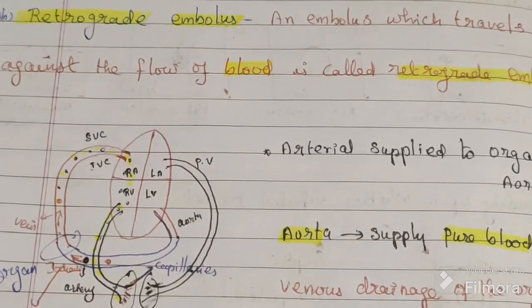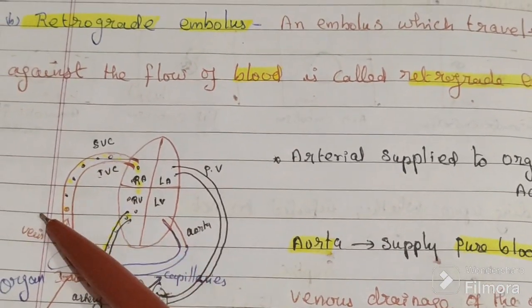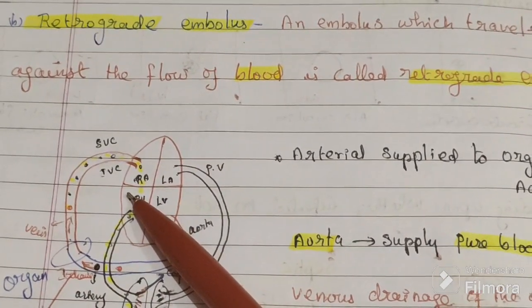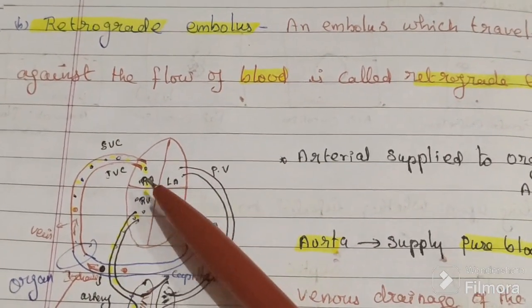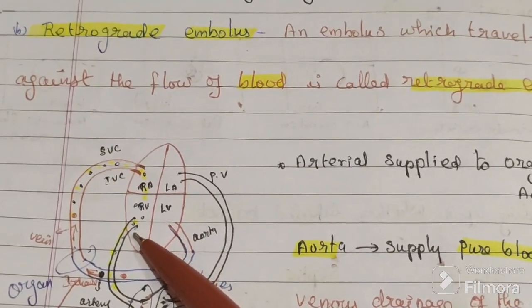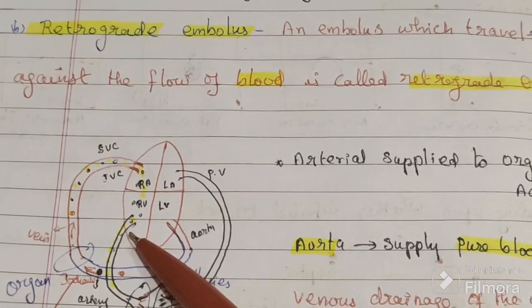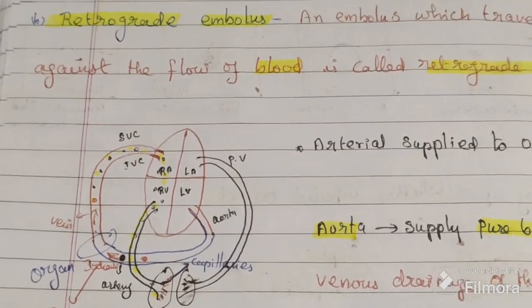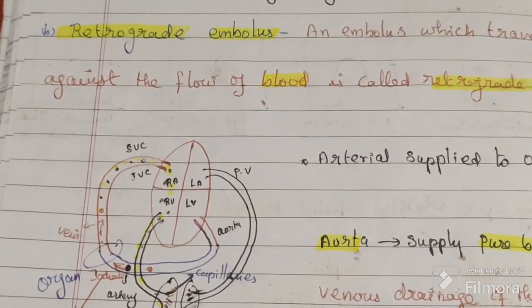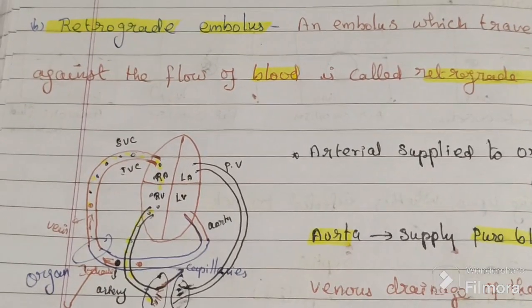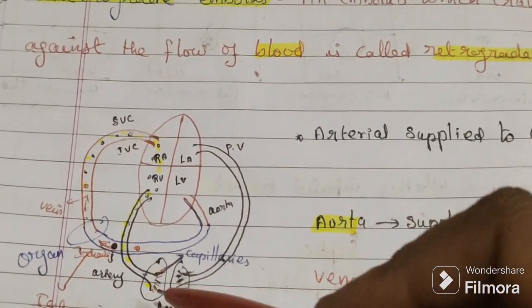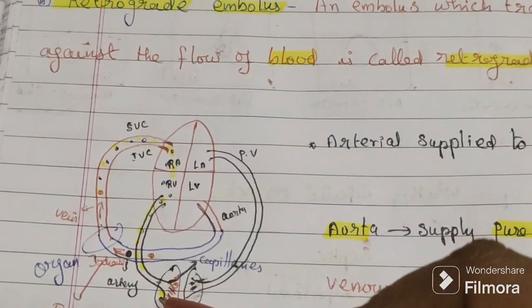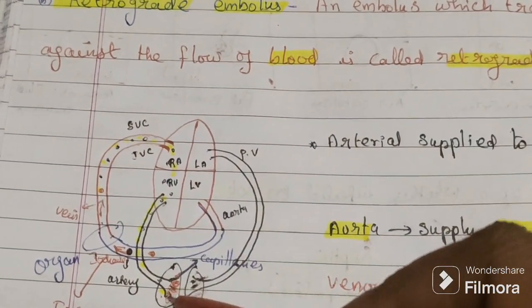That embolus will move to the SVC and IVC. It will move to the right atrium, so the right side of the heart, then to the right ventricle. From the right ventricle, this embolus will go to the pulmonary artery, then to the pulmonary capillaries, and block there. So here it causes a block.